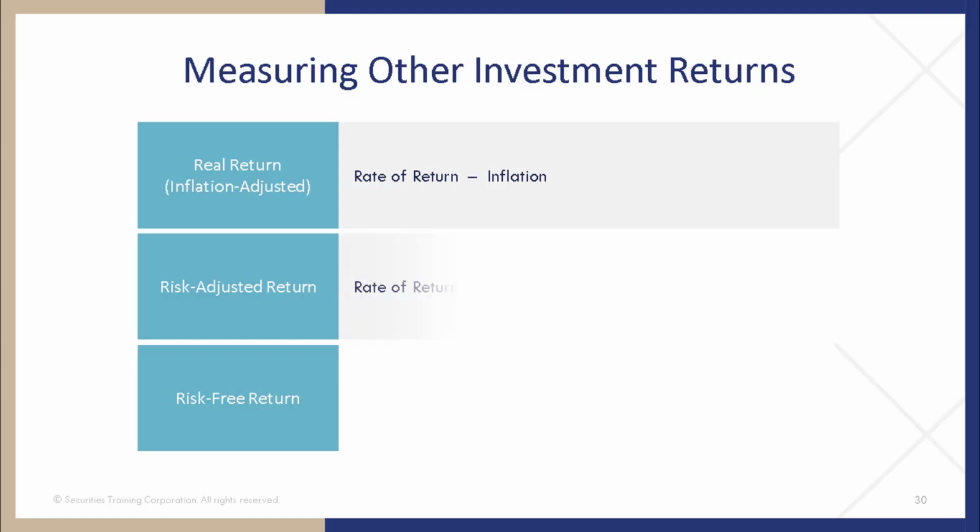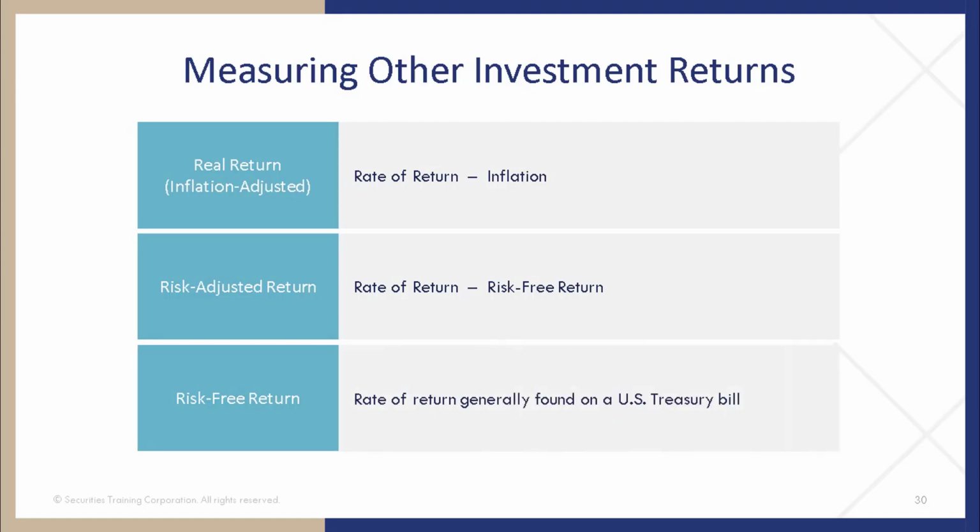Number 2, risk-adjusted return. That is the rate of return less the risk-free return. So if my return was 8% and my risk-free return was 2%, 8 minus 2 is 6, my risk-adjusted return would be 6%. Well, where does the term risk-free return come from? That's the third item.